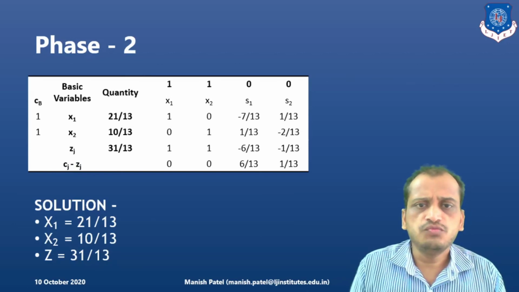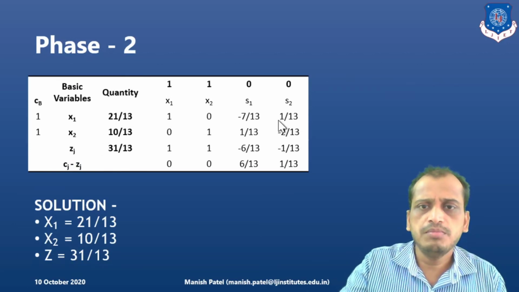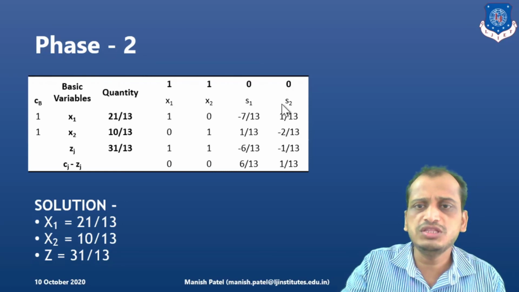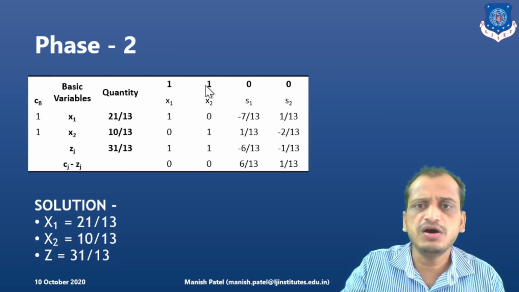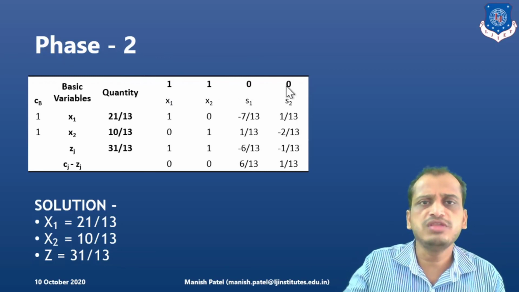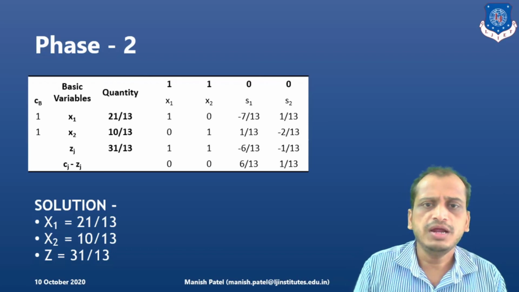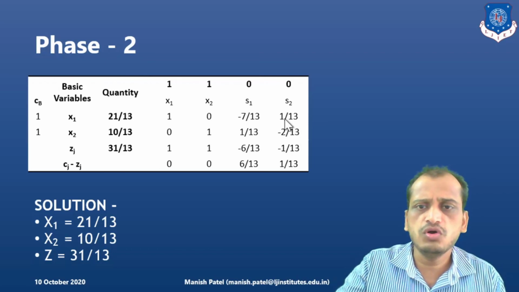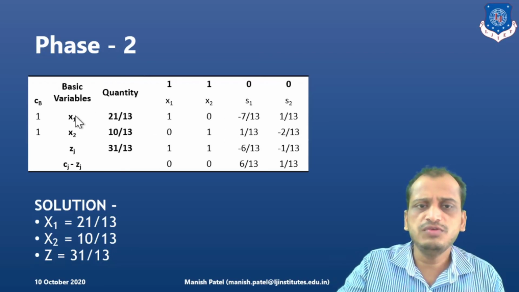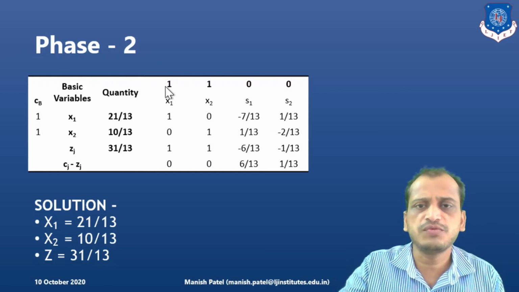So in phase 2, we have copied down the whole table, but we have also introduced the original objective function, which was x1 plus x2. So the coefficients are 1 and 1. And for the slack variables we have written 0 and 0. We have removed the artificial variable, right? So once we have copied down these coefficients, we also write down the coefficients of the basic variables in the objective function, that is 1 and 1 here. Clear?